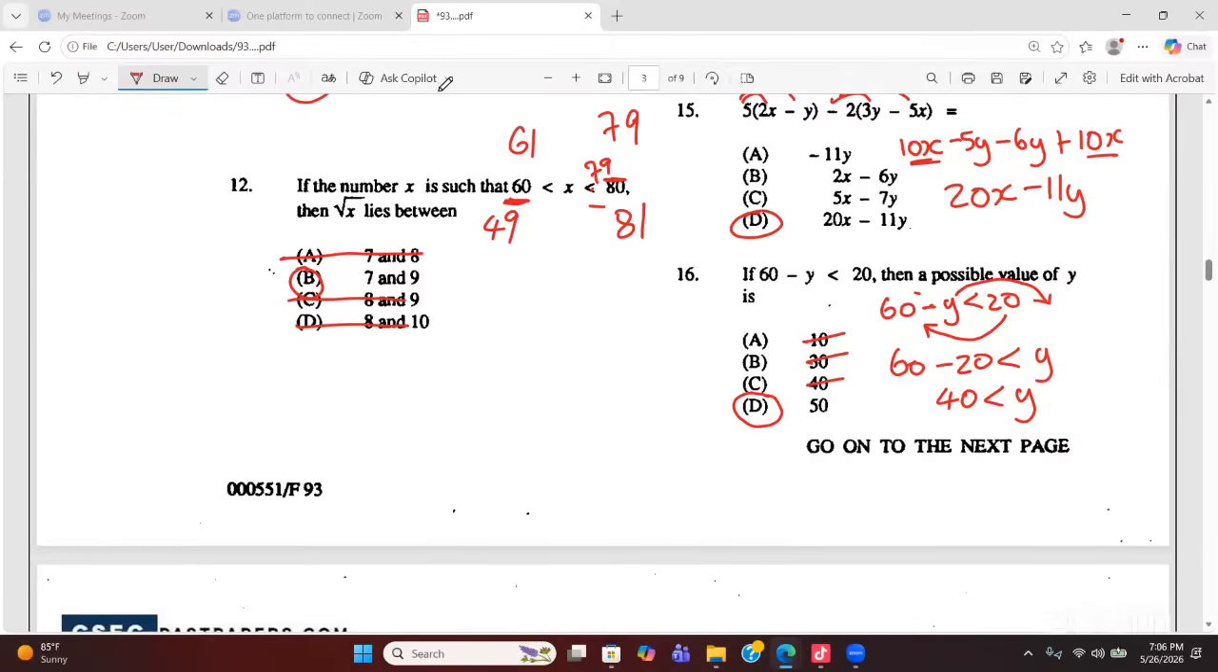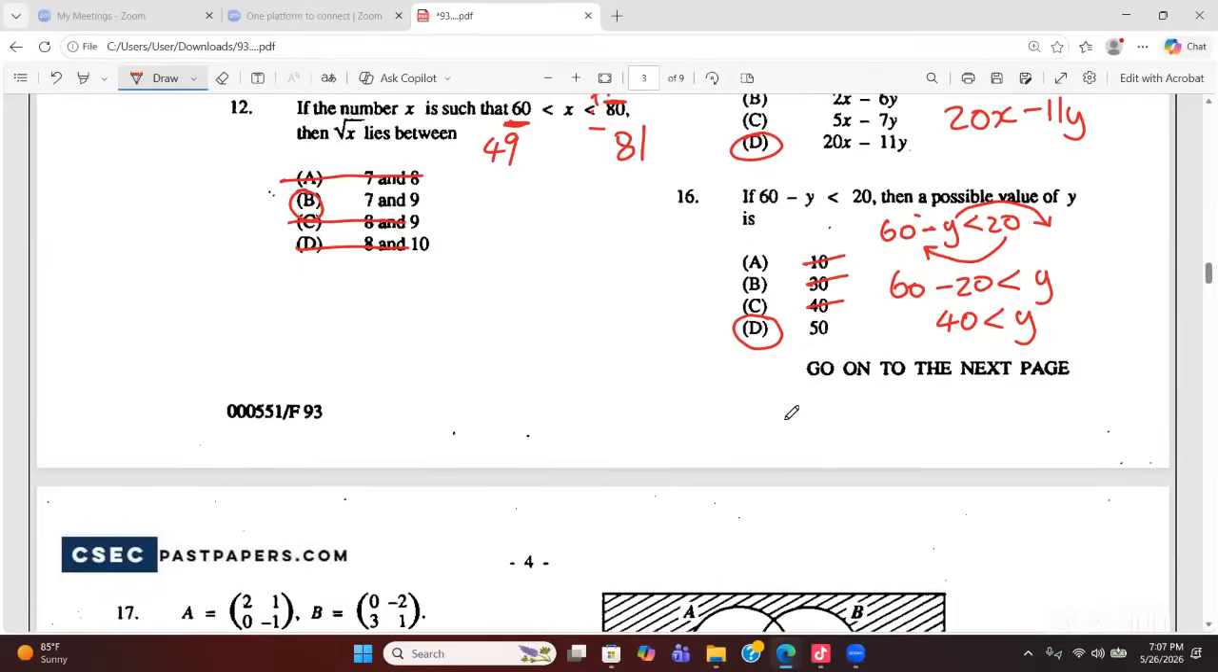These questions are nice questions. All right, so the answer is definitely 50. Yes, it is 50. Very good. It's 50. That's what we're talking about.